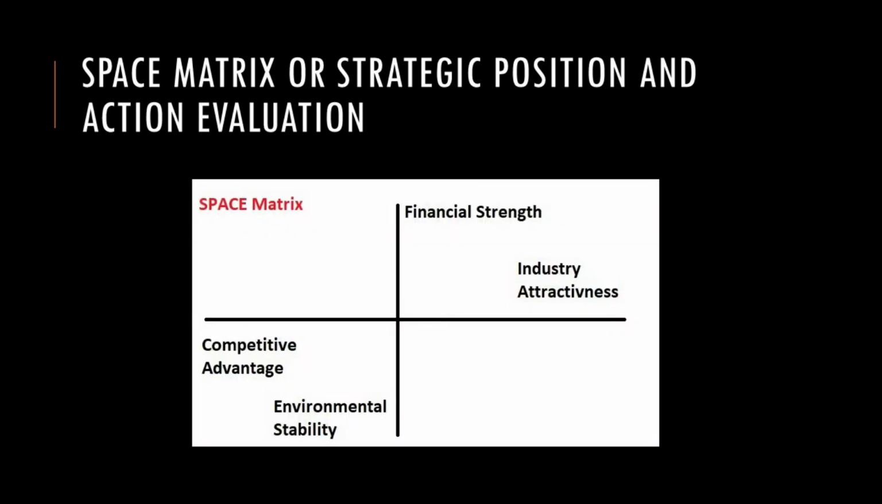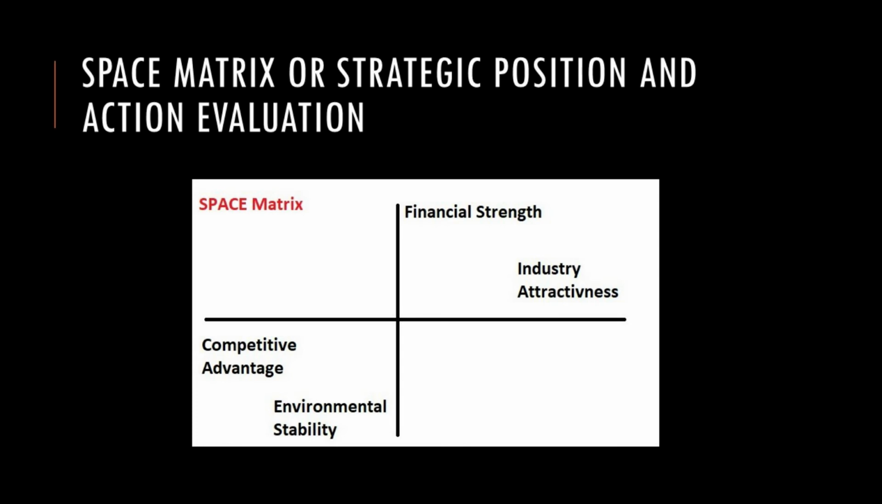Generally, we determine four dimensions of factors in a SPACE matrix, namely financial strength, which involves return on assets, return on sales, cash flow and gearing; competitive advantage or CA, which covers market share, quality, customer loyalty, cost levels, etc.; industry attractiveness, which covers growth potential, life cycle stage, entry barriers, substitutes, etc.; and environmental stability, which includes political uncertainty, etc.